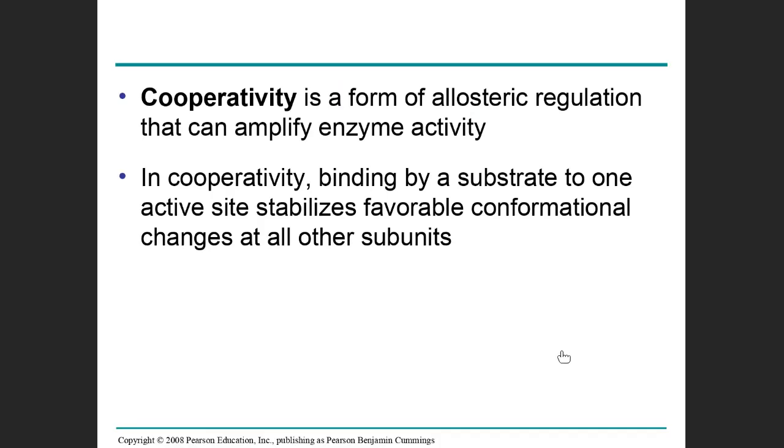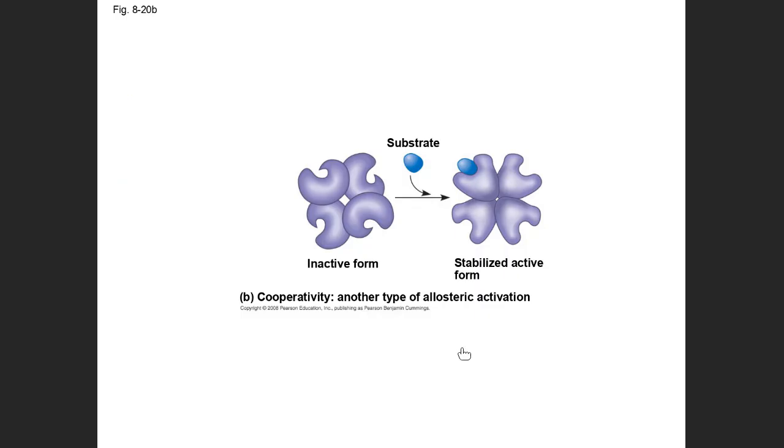Now, cooperativity is a form of allosteric regulation that can amplify enzyme activity. So when the substrate binds to one of the active sites, it can stabilize all the subunits that are there together and make them active as well. So here we see the inactive form of an enzyme with multiple subunits and multiple active sites. When the substrate binds to one of the active sites, that activates all the other active sites.